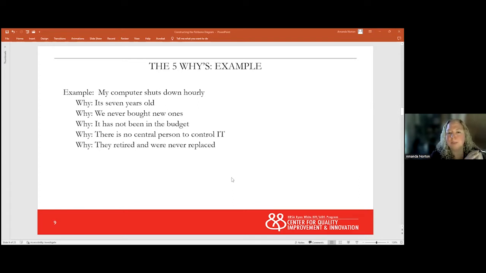Well, so our problem is not necessarily that your computer shuts down hourly. The real problem is that we lost a critical piece of our organization, an IT person, and we never filled that position. So one of the symptoms is that your computer shuts down hourly. Another symptom might be that your protected health information is a bit at risk because nobody is managing and controlling the PHI that comes through your organization. That would be another symptom.